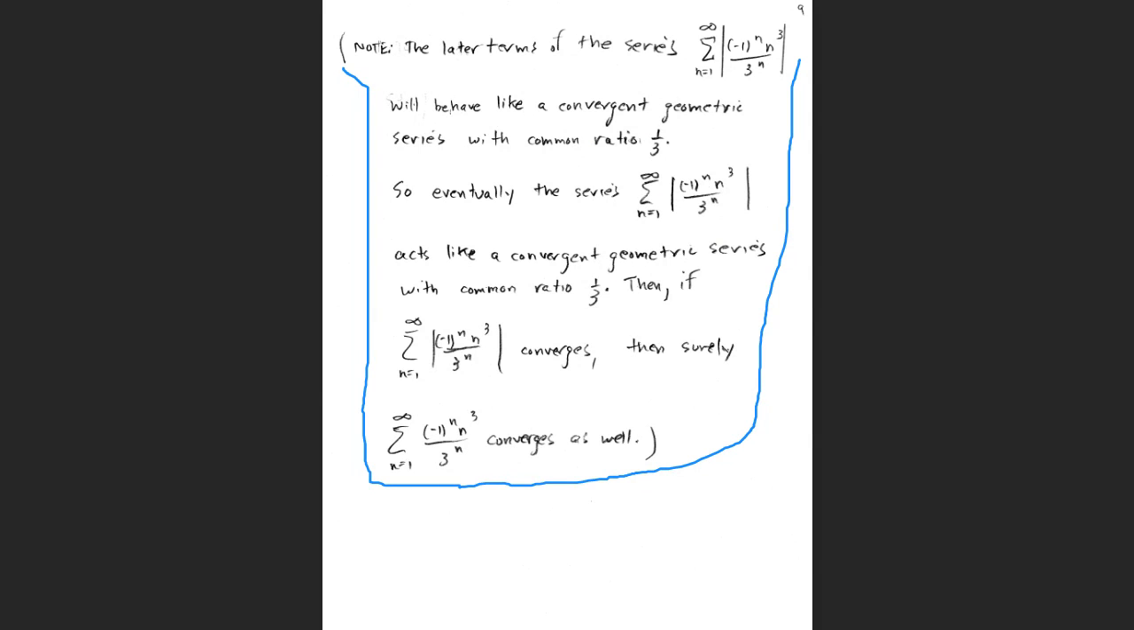But the later terms of the series, this series where we have the absolute value of the terms, will behave like a convergent geometric series with a common ratio of a third. So that series will eventually act like a convergent geometric series with a common ratio of a third. Because of that, that series has to converge. Because it's not how the series behaves in the beginning that determines convergence. It's how the series eventually behaves.